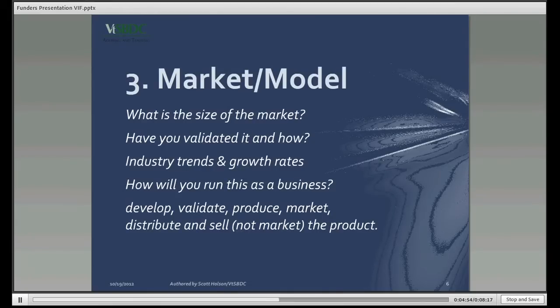Next, you will focus on how you intend to run this as a business. Will you manufacture or buy? Will you develop a sales force, or are you the sales force? How will you distribute? If you know the industry trends and growth rates, you can verbally mention this while discussing this slide. The takeaway from this slide you want your audience to know is how you are going to run this as a business and make more money than it will cost to create your product.